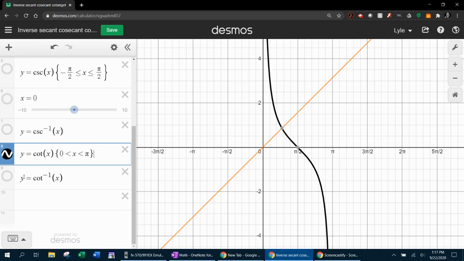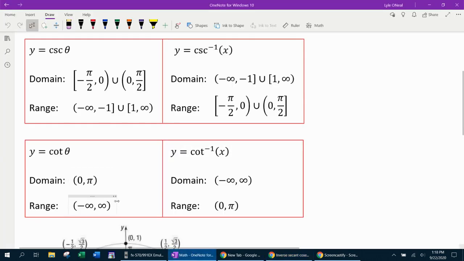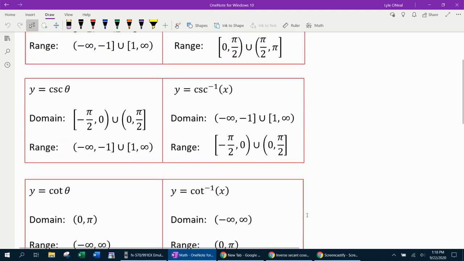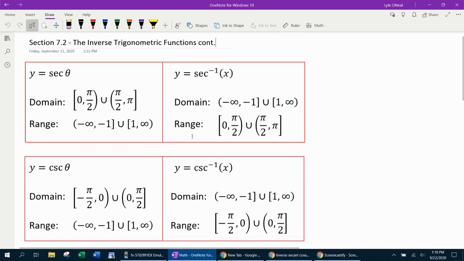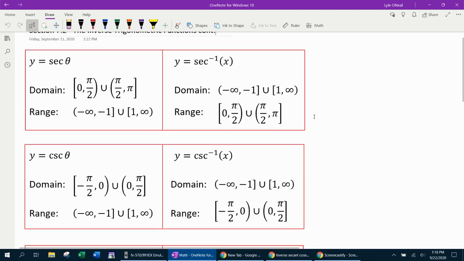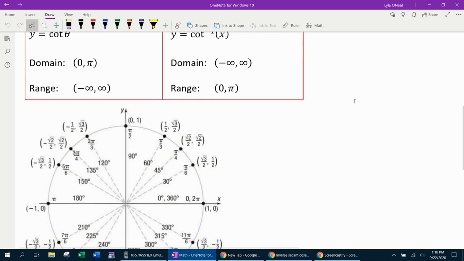So again, if we look at the inverse cotangent, we should see the symmetry about the line y equals x. And you'll see the domain and the range of the inverse cotangent matches the flipped domain and range of the cotangent, okay? And so that should pretty well cover the introductory content. What we need to do now is look at some specific examples, okay? So let's go to our textbook.